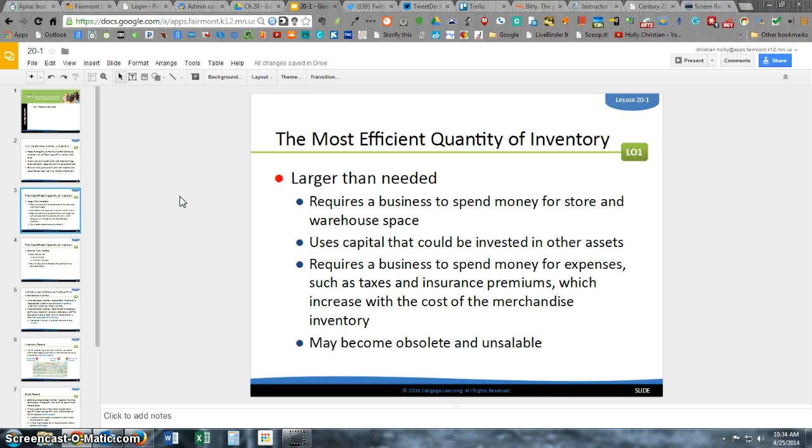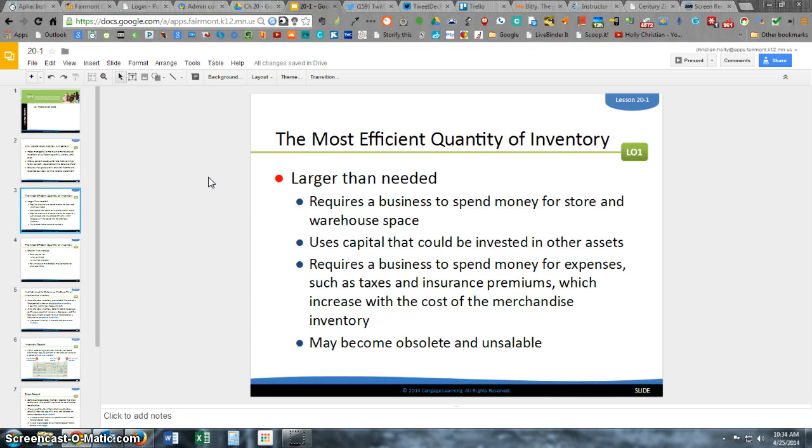To be efficient on their inventory, they need to make sure they don't have too much or too little. If they have too much inventory, larger than needed, this means that the business is going to have to spend more money to store that inventory, possibly. They're using capital that's tied up in inventory that could have been invested in some other assets. They have other expenses, taxes, insurance, and things like that associated with that merchandise. For instance, if you have a large warehouse of merchandise, you're going to have some insurance in case it would go up in flames or it would get robbed or anything like that.